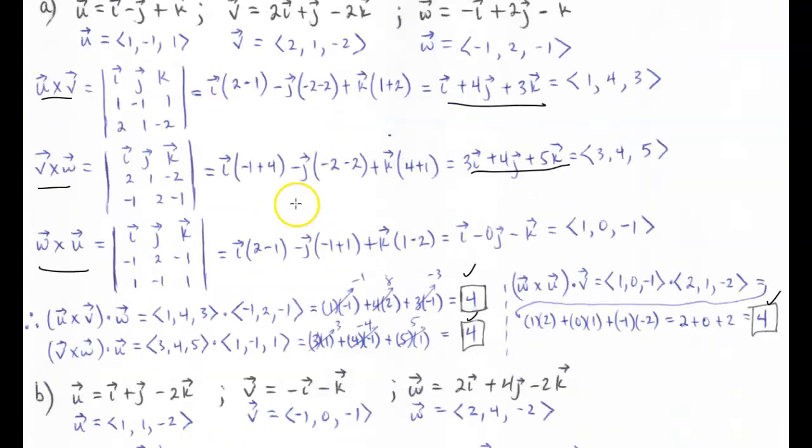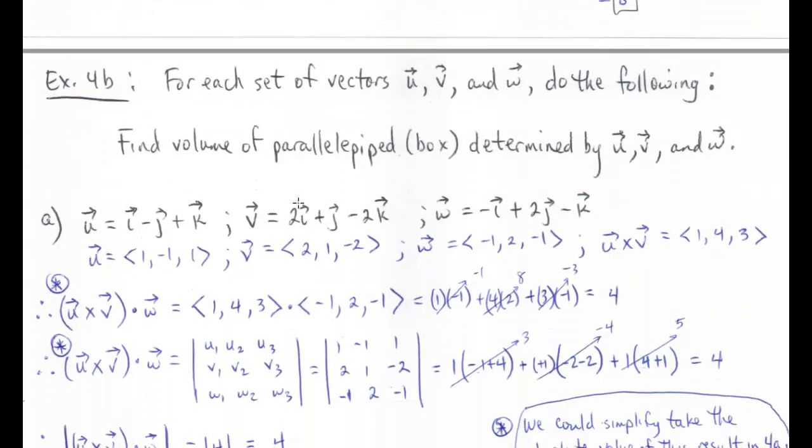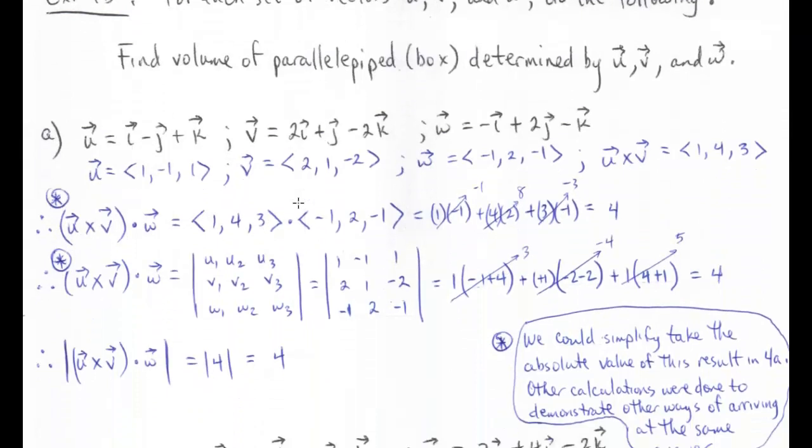So now we're going to move on to example 4b, which says, all right, for each set of vectors, we're going to find the volume of the parallelepiped, which is basically the volume of the box determined by u, v, and w. And so one of the things that we see here is that an application of the triple scalar product is essentially finding the volume of a box, okay?